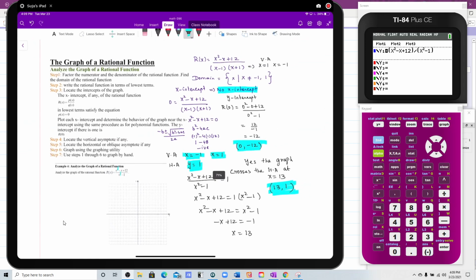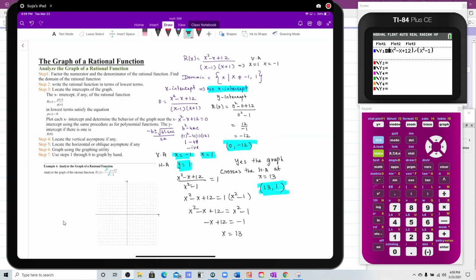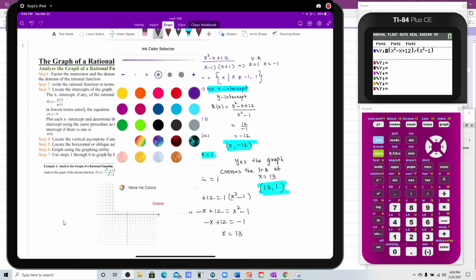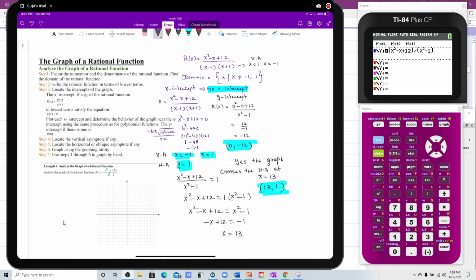Okay, so with all this information, let me graph it. So first, to begin with, I'm going to put the vertical asymptotes, so negative 1. And let me label it a little bit more open so we can see the graph more clearly. So I'm having every 2 units as my 1. So this is my x equals negative 1, and that's my x equals positive 1.